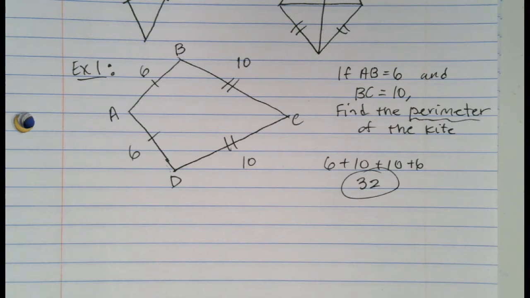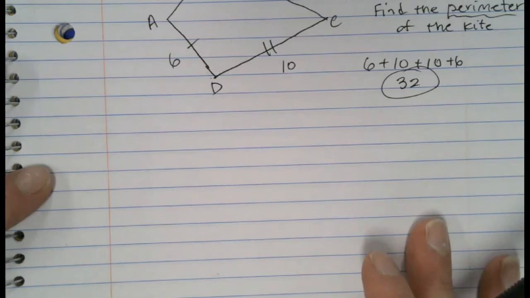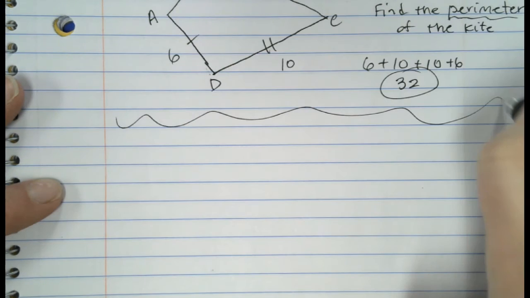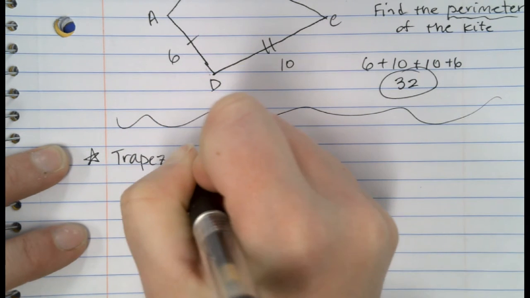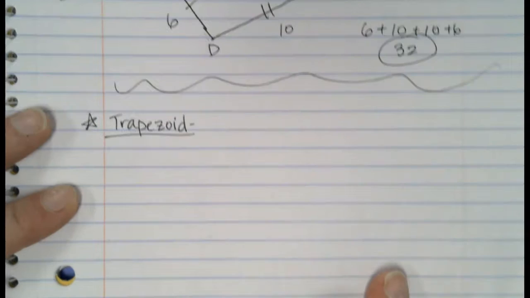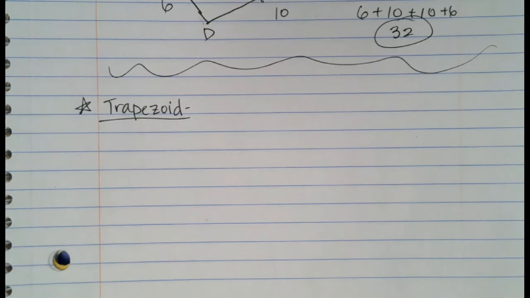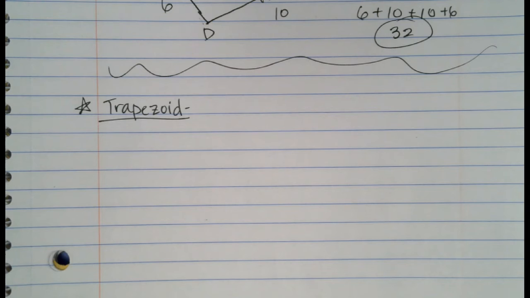Alright. We're done with kites. Let's look at the trapezoid, and that's going to be it, okay? Trapezoid. Make sure you write this down. This is the definition. Can you visualize what a trapezoid looks like? Is this one that we know? No?